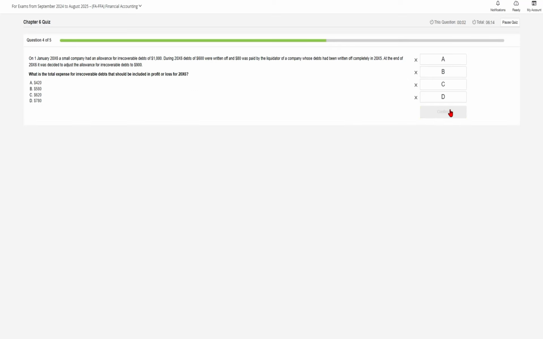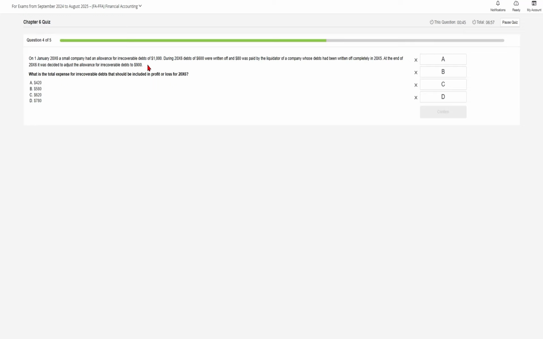Question number 4. On 1 January 20X6, a small company had an allowance for irrecoverable debt of 1,000. So this means the opening balance of allowance. During 20X6, debts of 600 were written off. So this means in the current year, 600 were written off as irrecoverable debt in the P&L. 80 was paid by the liquidator of a company whose debt was written off completely in 20X5. So this amount is paid back, so it will reduce the irrecoverable debt amount, because it had been written off previously in 20X5. At the end of 20X6, it was decided to adjust the allowance for irrecoverable debt to 900. This means the closing balance.